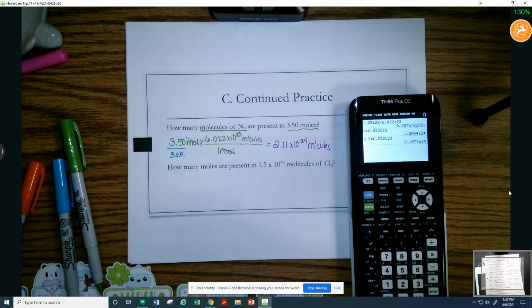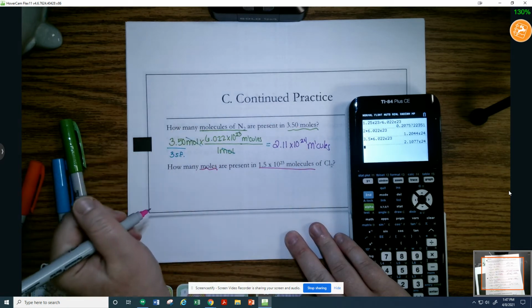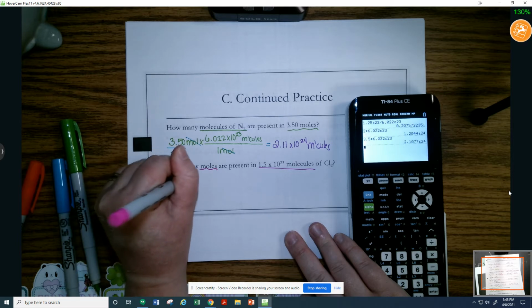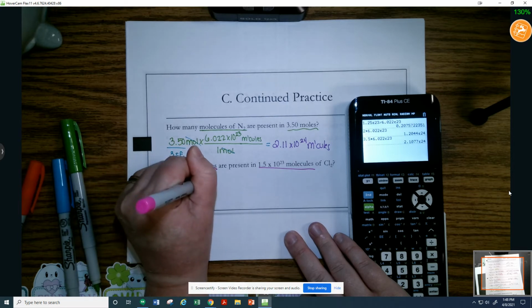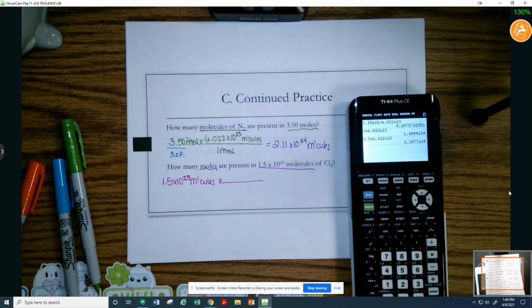Last problem. How many moles are present in 1.5 times 10 to the 23rd molecules of chlorine? So we have our given, it's molecules. We're changing it to moles. Write out your given, and set up a spot for a conversion factor.